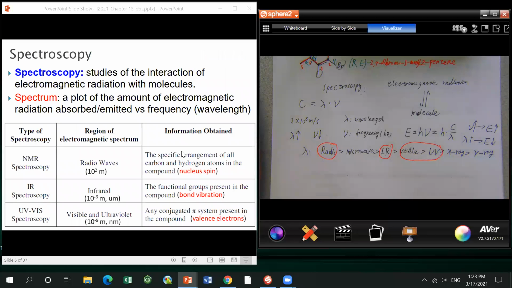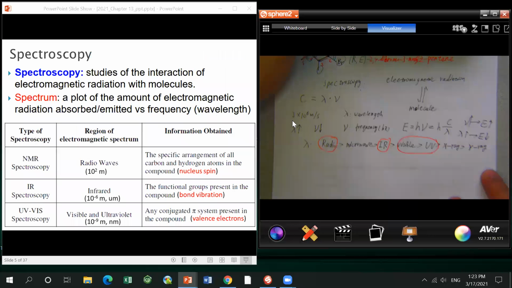All right, and then here are some definitions. Spectroscopy studies the interaction of electromagnetic radiation with molecules. And a spectrum is a plot of the amount of electromagnetic radiation absorbed or emitted versus frequency or wavelength. So what does that mean? I'll draw you two spectra, so you know what I mean.